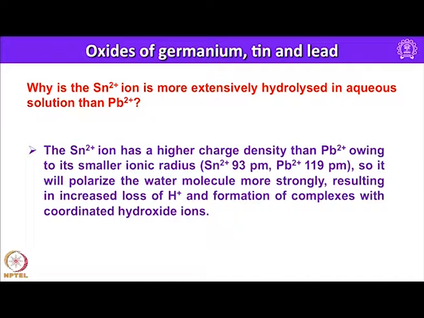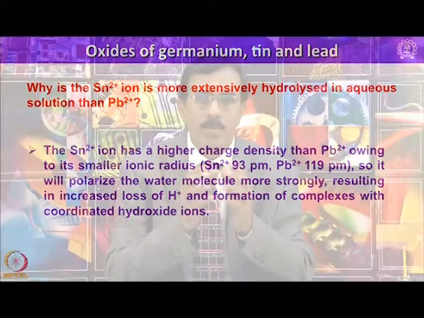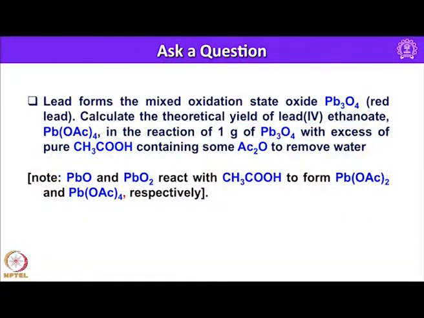That means here again the difference in reactivity stems from the fact that tin has a better charge to size ratio compared to lead, being smaller in size. So, how the size of ions can have a dramatic impact on some of these properties can be clearly seen from this example. I have a question here.